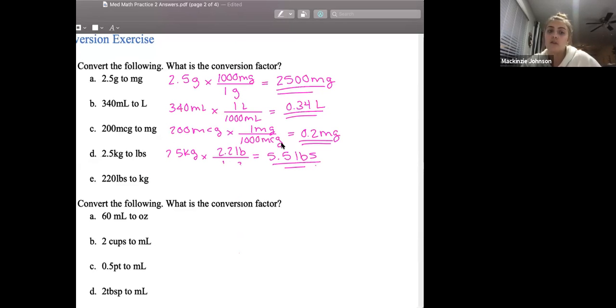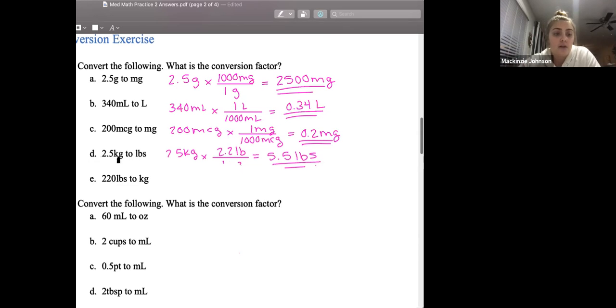Either way, if you're moving from grams to milligrams or milliliters to liters, it's always going to be a over 1,000 conversion because there's a 1,000 difference between them. So it's just knowing whether you're going to multiply or divide.